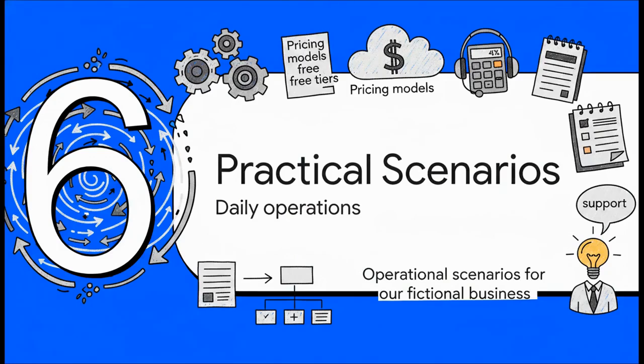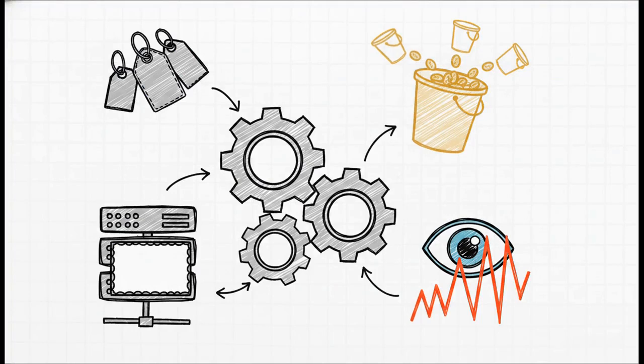Finally, Section 6. Practical cloud cost scenarios. Running your daily operations. We've covered the pricing, the free tiers, all the tools, and support. Now, let's bring it all together and see how this works for our fictional business. When you're actually in the trenches running things day to day, a smart business owner synthesizes all these strategies.